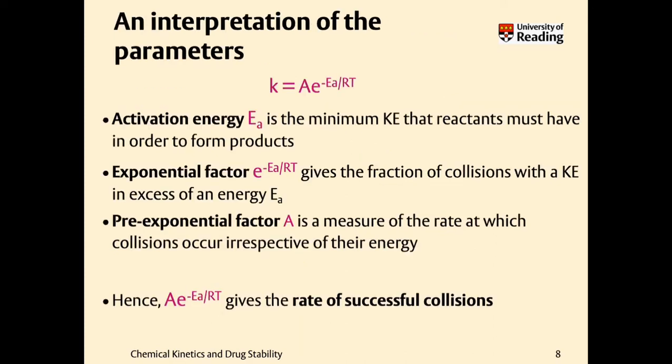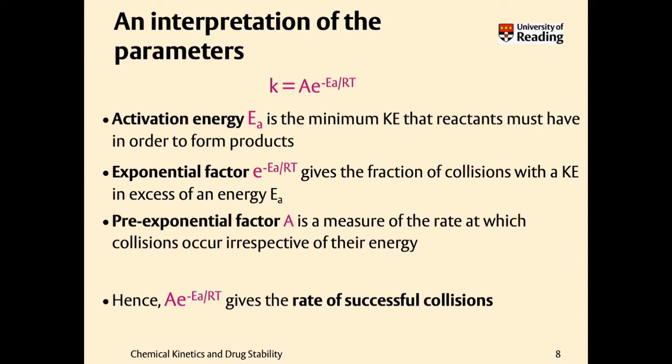So let's look at this equation for rate constant and see if we can understand what each of the parameters within that equation mean. First of all, we know the activation energy, EA, is the minimum kinetic energy that the reactants must have in order to form products. Now, the exponential factor contains the activation energy in its term, and the exponential factor is the e to the minus EA over RT part of the equation. That's the exponential part of that equation.